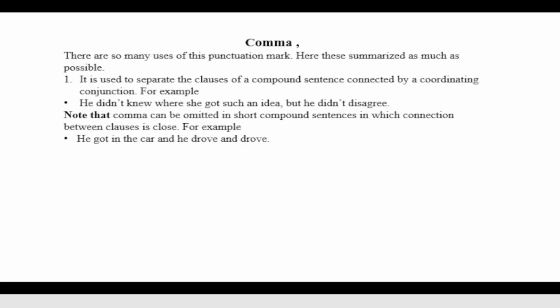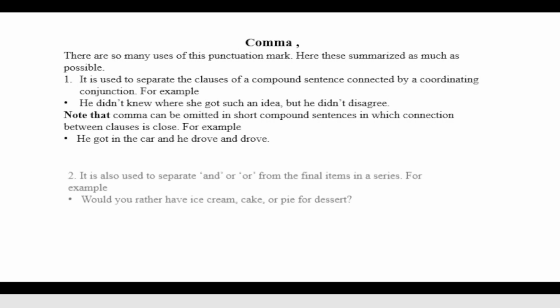Comma. There are so many uses of this punctuation mark. Here these are summarized as much as possible. 1. It is used to separate the clauses of a compound sentence connected by a coordinating conjunction. For example, he didn't know where she got such an idea, but he didn't disagree. Note that the comma can be omitted in short compound sentences in which the connection between clauses is close. For example, he got in the car and he drove and drove.